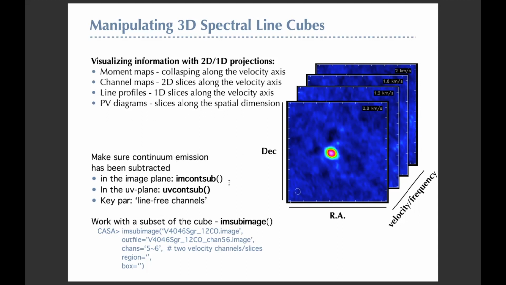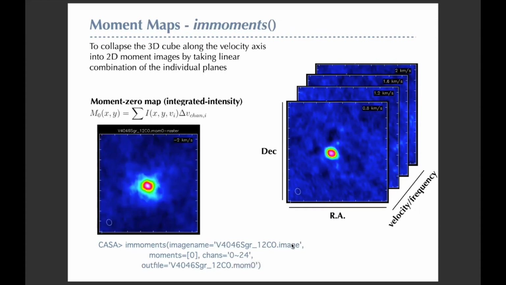Secondly, if your initial image cube is really very large, which might take a long time to load and to operate, we can resize the image using the imsubimage task. For example, we can choose some limited velocity channels or some emission region of interest. This can largely speed up the whole process. So let's start with moment maps first.